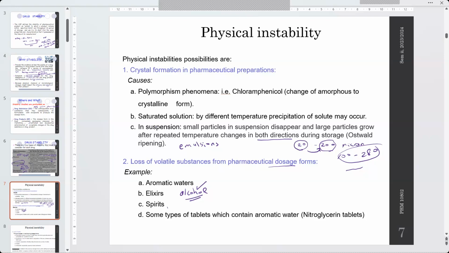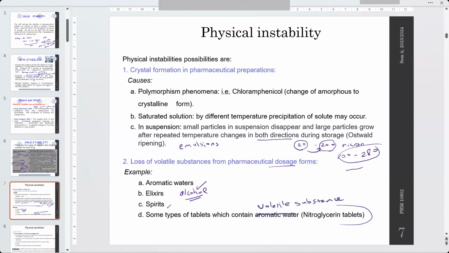Spirits contain a hydroalcoholic solvent, and there is a volatile substance dissolved in it. So alcohol and the volatile substance may evaporate. This is a physical instability. Okay. So some tablets which contain, let's say, volatile substances, the volatile substance may also evaporate from them.